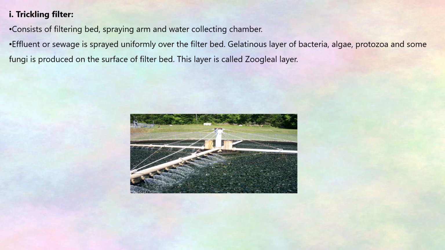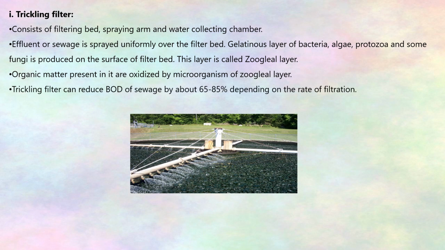During filtration, a gelatinous layer of bacteria, algae, protozoa, and some fungi is produced on the surface of the filter bed, which is called the zooglial layer. As the water trickles through the filter bed, organic matter present in it is oxidized by microorganisms of the zooglial layer. Although the trickling filter is classified as an aerobic process of sewage treatment, it is a facultative system, because aerobic bacteria lie on the top of the filter bed, whereas anaerobic bacteria lie in the middle or the bottom of the filter bed.